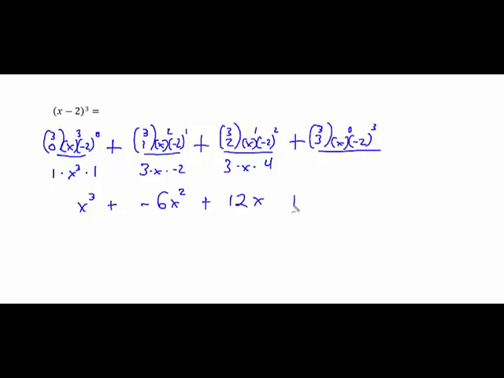Then another plus. 3 choosing 3 is 1, x to the 0 power is 1, and negative 2 to the 3rd power is negative 8. So my final term is negative 8. So this is my binomial expanded using the formula that we're about to write.